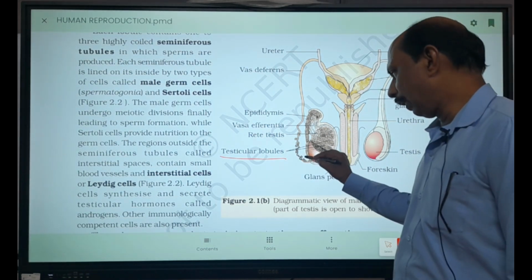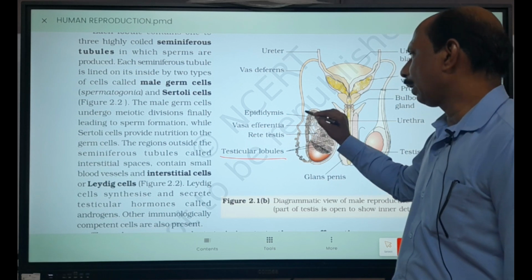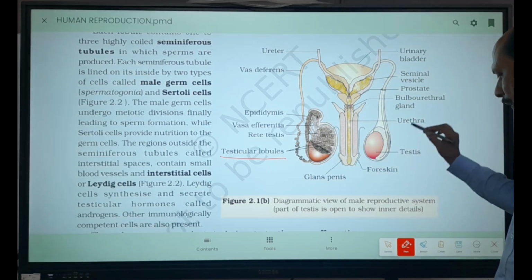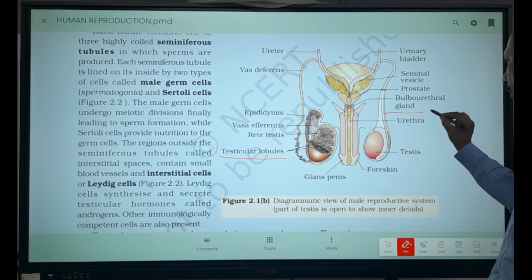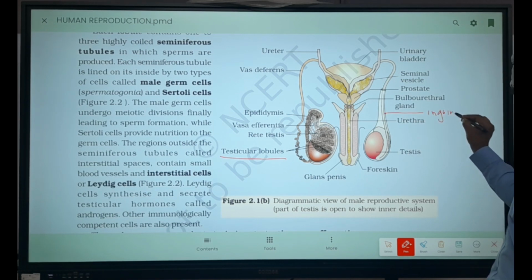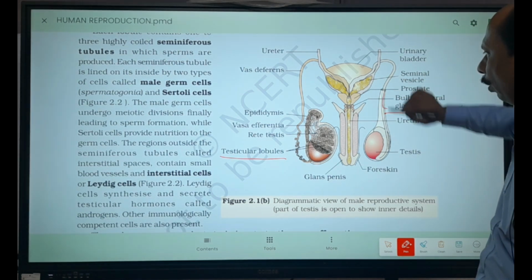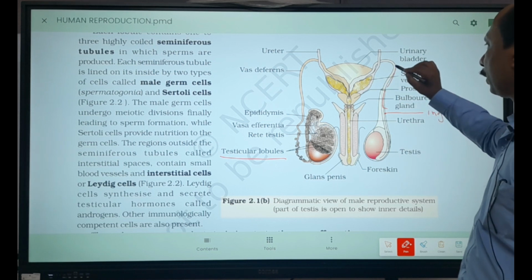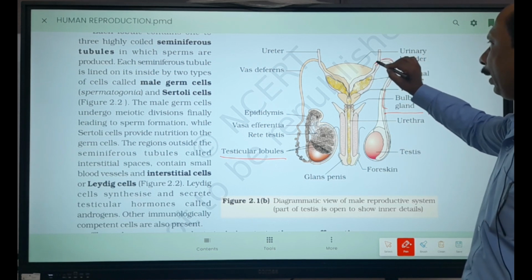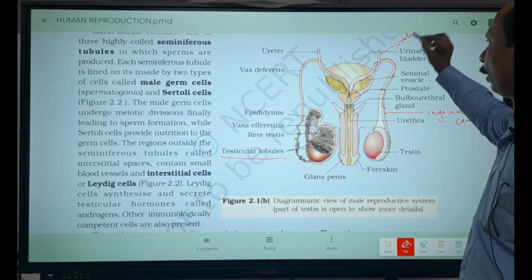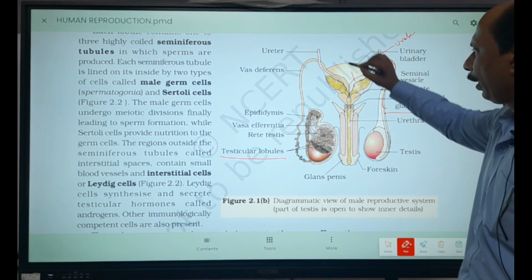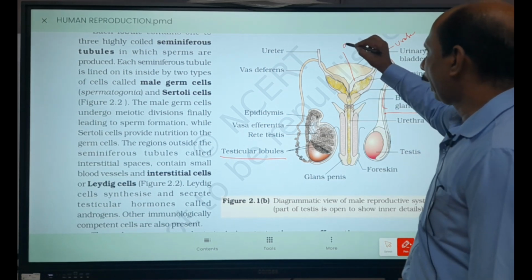Now a single duct comes here. It is not given, but okay, here it is given, you can see this one. This canal is called the inguinal canal. Through the inguinal canal, it enters into the body, the abdominal cavity or pelvis region, right. And this comes and makes a loop over the ureter, and finally it expands. This expanded part is called the ampulla.